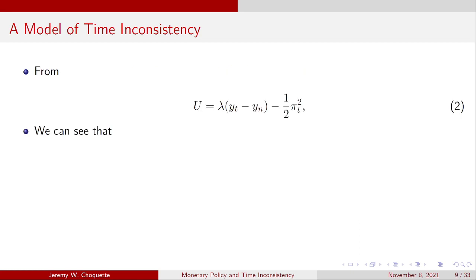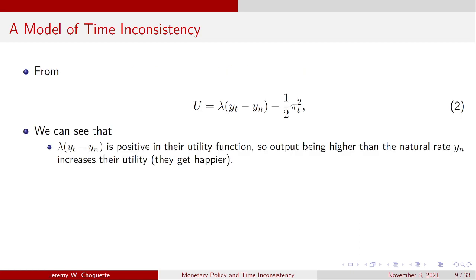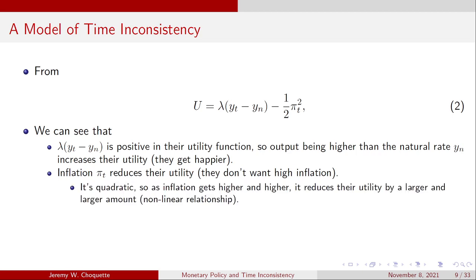So from this, we can see that lambda times Y_t minus Y_n is a positive input to their utility function. So output being higher than the natural rate increases their utility. They get happier. Inflation reduces utility. They don't want high inflation.